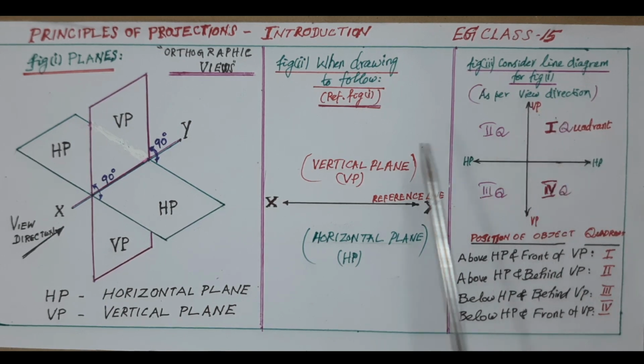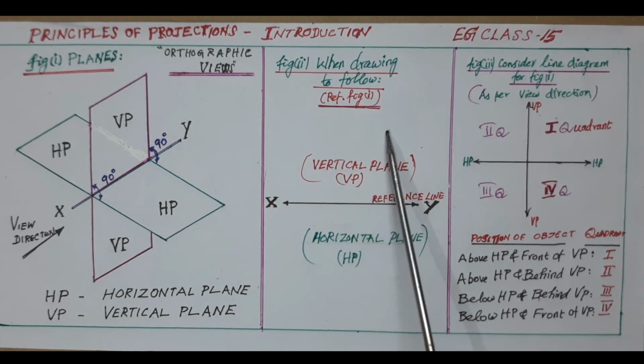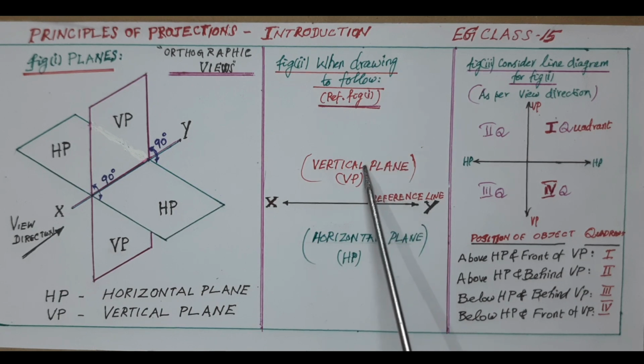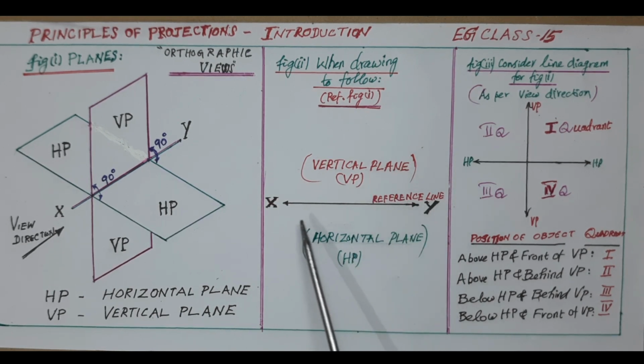Then figure 2 is used for the drawing to follow. When we are doing drawing on a flat paper, only two planes are being used. All these things are mentioned here. XY is the reference line. This XY is shown here. Below this is the horizontal plane.